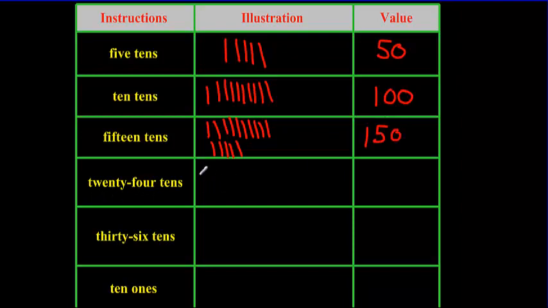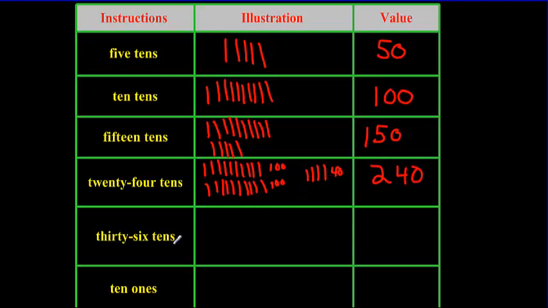How about 24 tens? Well, let's see. You should have done 1, 2, 3, 4, 5, 6, 7, 8, 9, 10. Start a new row. 1, 2, 3, 4, 5, 6, 7, 8, 9, 10. Start a new row. We're not done yet. 21, 22, 23, 24. The value is going to be, well, we have 100 here, we have 100 here, we have 40 here. So we have 240.